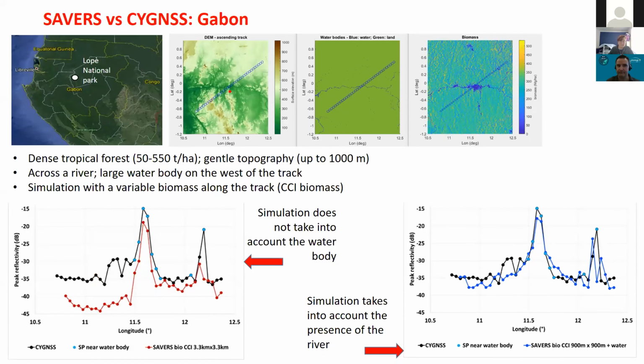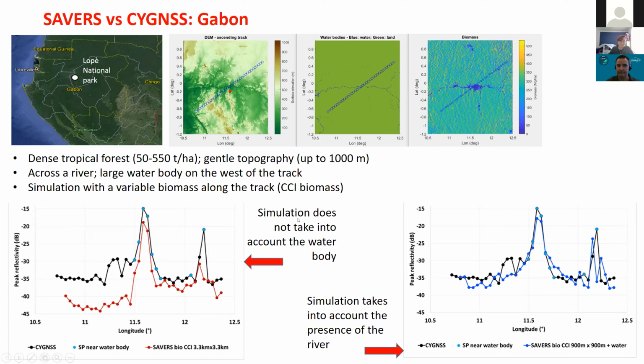Another comparison, this time with Cygnus, data collected over Gabon, a dense tropical forest with gentle topography. In this case, the track is passing over a large river. On the left, we made simulations and comparison with Cygnus data, considering biomass extracted from the CCI biomass maps. And biomass is variable along the track according to the CCI data.